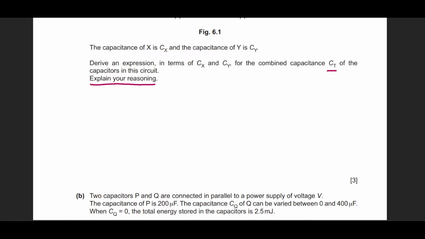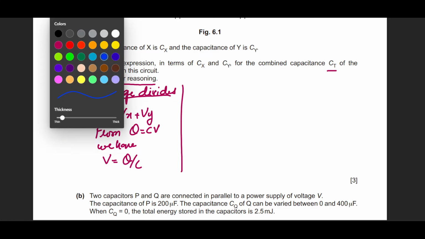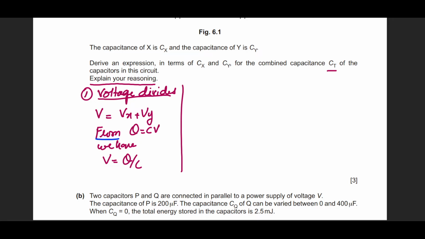So the first statement you make is that the voltage divides. It's a series combination, so the voltage divides. Since the voltage has been divided, we can say that the voltage of the battery is equal to Vx plus Vy. Then explain that from the equation Q equals CV, we have V equals Q divided by C, right? This is the next explanation that you've given. Then they also underline this.